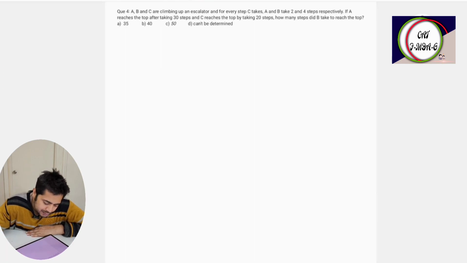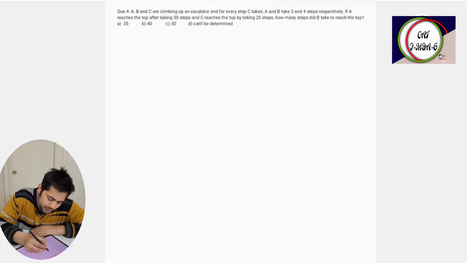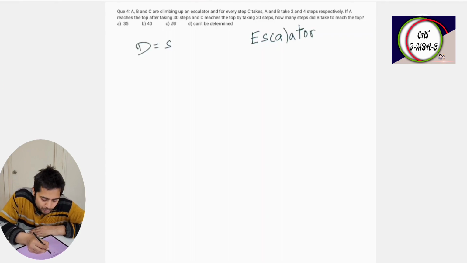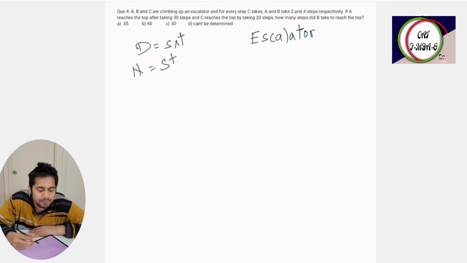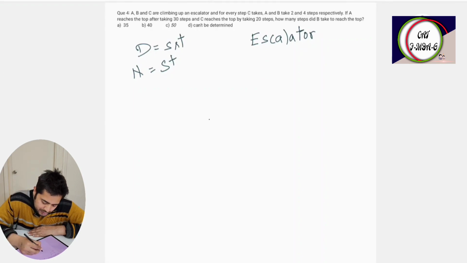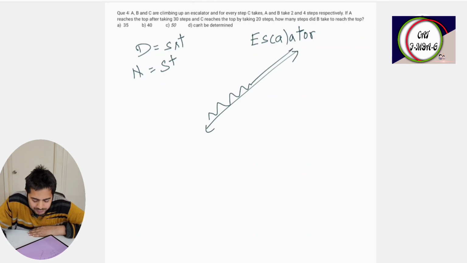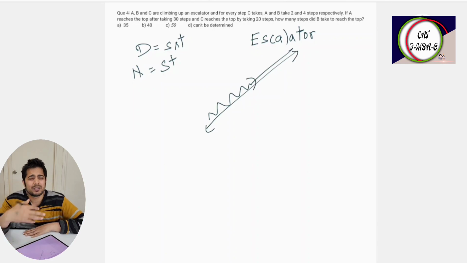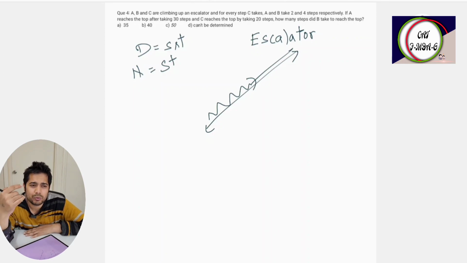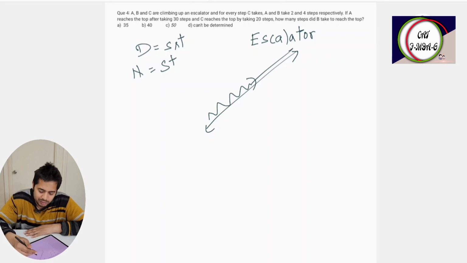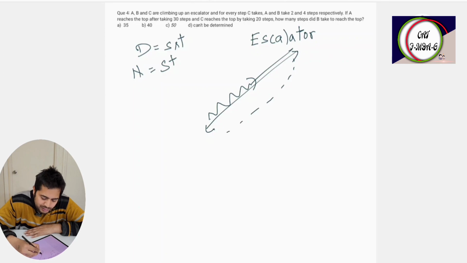Okay, A, B and C are okay, now the escalator question. So now we are going to clear the concept of escalator. Distance is equal to speed into time. Number of steps on escalator is equal to speed into time. So escalators are like this, going from here to here. You have seen escalators, right? In the mall or some places like that, escalators are moving like this, something is going inside the machine like this, and again those escalators are coming.